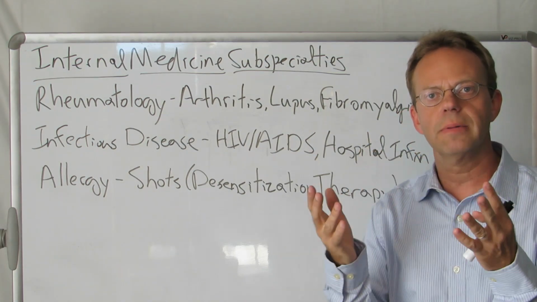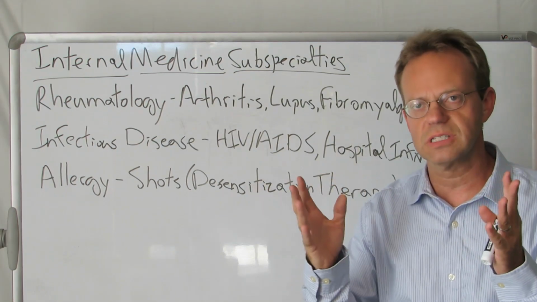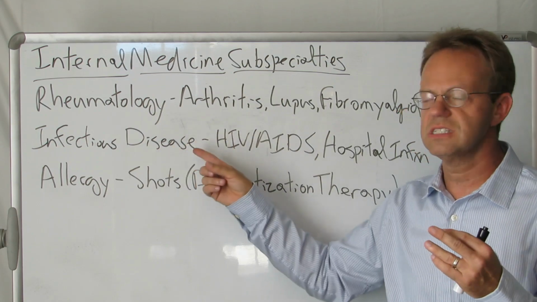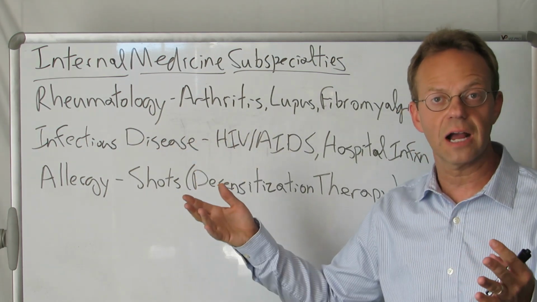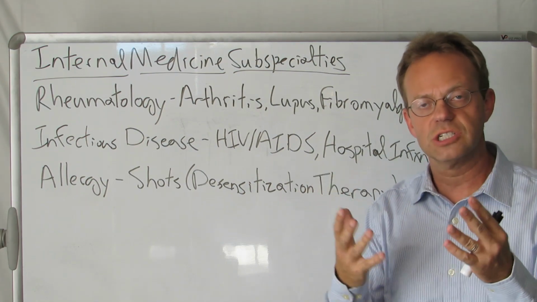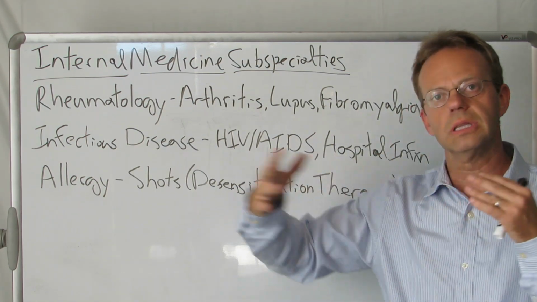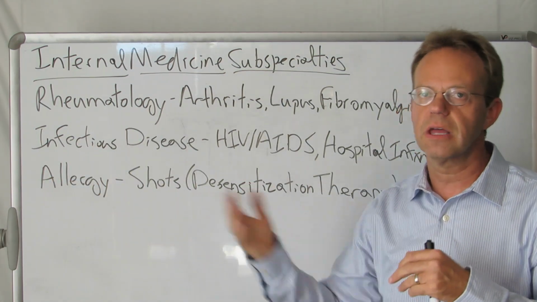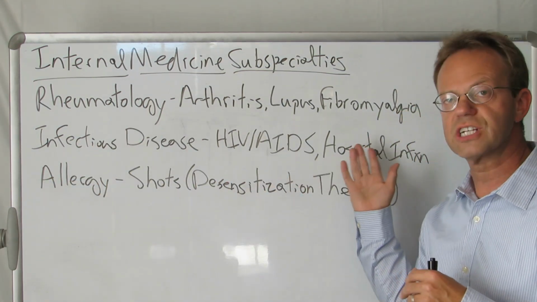And probably the most common, not the most common, but one of the prototypical examples of a chronic severe infection is HIV/AIDS. So infectious disease doctors are the HIV/AIDS doctors, which thankfully, there's a lot of very good medications, antiretroviral medications, to treat HIV so that people can live with it for years or decades without it advancing to AIDS. But they'll also treat a lot of severe infections in the hospital.